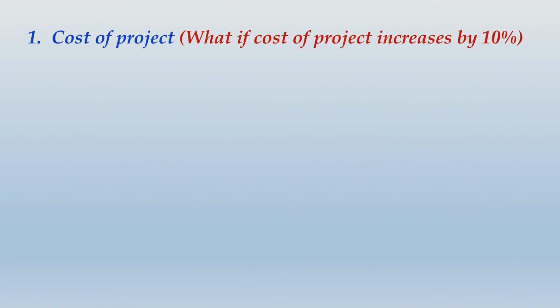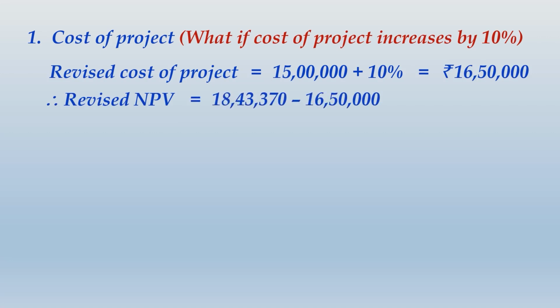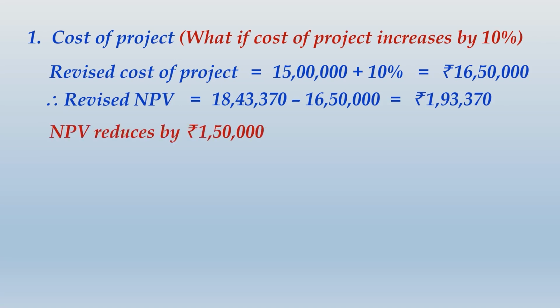First factor was cost of the project. So what is the risk? What if the cost of the project increases by 10%? Revised cost of the project will be 15 lakhs plus 10%, that is 16,50,000. Revised NPV will be simply 18,43,370, that was total PV of inflow. That doesn't change. You are changing only one factor, that is the cost of the project, and that is 16,50,000 as revised cost. The revised NPV is coming to 1,93,370. What happens to NPV? NPV reduces by rupees 1,50,000.